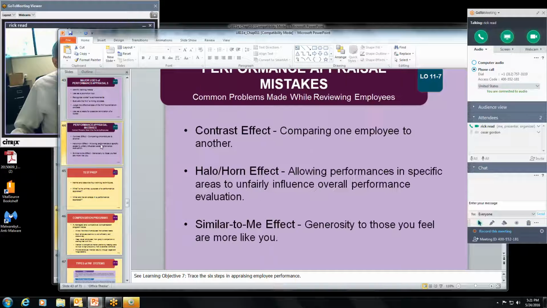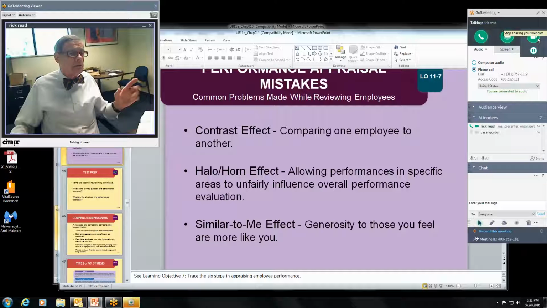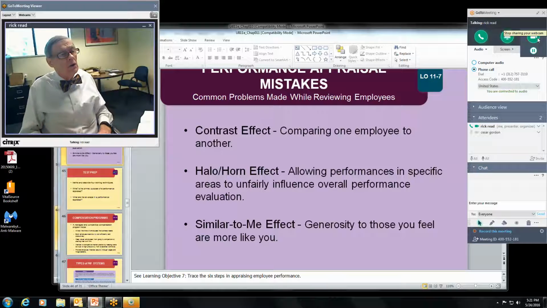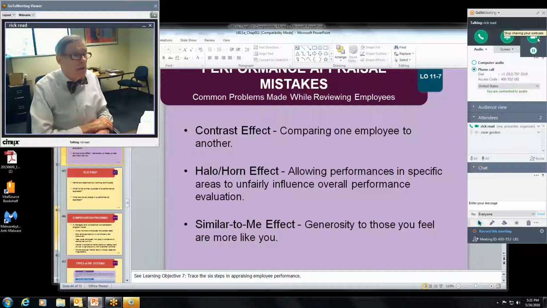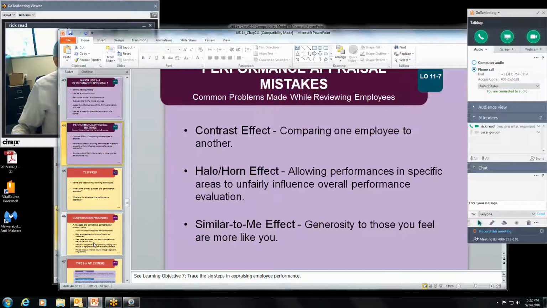We're going to skip that one. Here are some errors that happen. You have to be cognizant of that. Contrast is where you're actually comparing one employee to another, although there are performance evaluation systems that do exactly that. Halo or horn effect, you're allowing something that happened recently to affect the overall rating instead of it being across a specified amount of time. And then the similar-to-me effect is, well, you do things the way I do them, so I'm going to give you a higher rating.